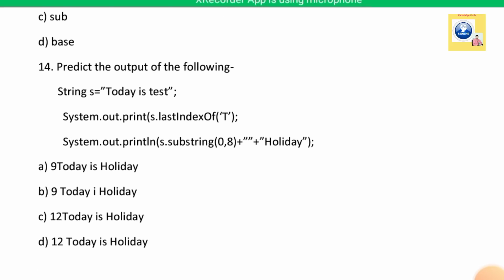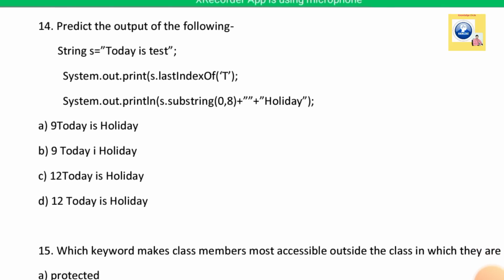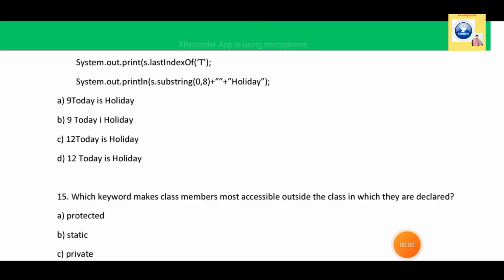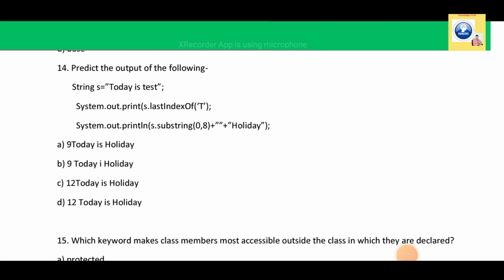Moving forward to question number 14. Predict the output of the following. There is a string s, "today is test". Now for question number 14, the string s is equal to "today is test". We are looking for the last index of t, meaning the last occurrence of t in the string. So we have to look for that and print it.